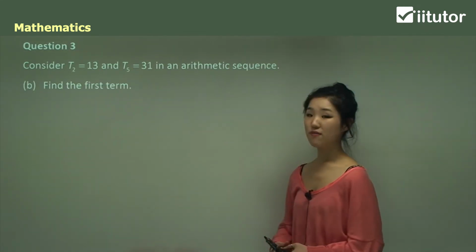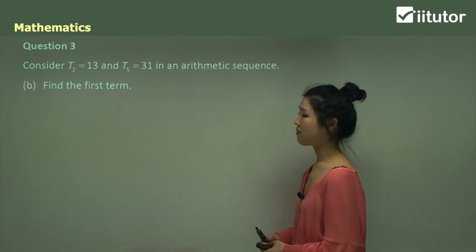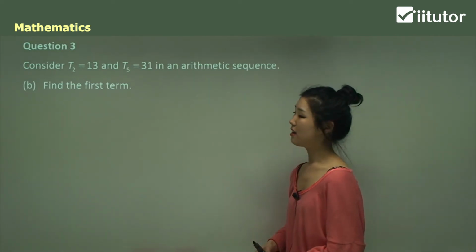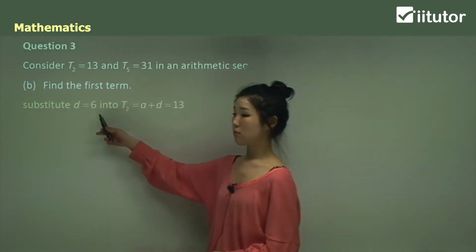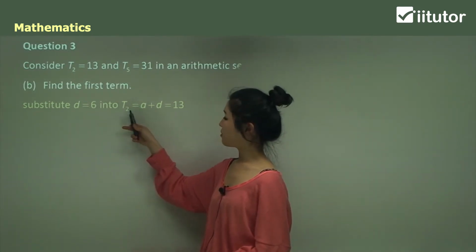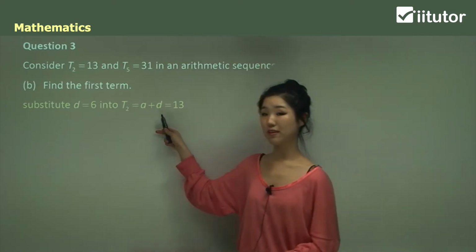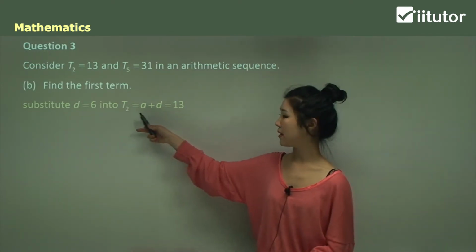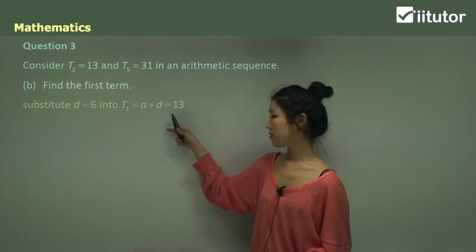Part B says find the first term. So now we want to find A. Substitute D equals 6. Remember we found that D equals 6 in part A. So I'm going to sub this in. Remember how T2 was A plus D equals 13? Remember how I told you that it's A plus D? So it's equal to 13.